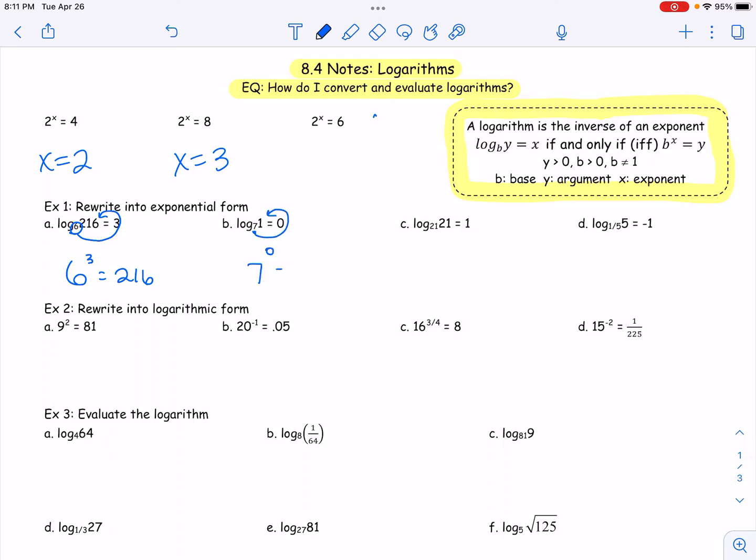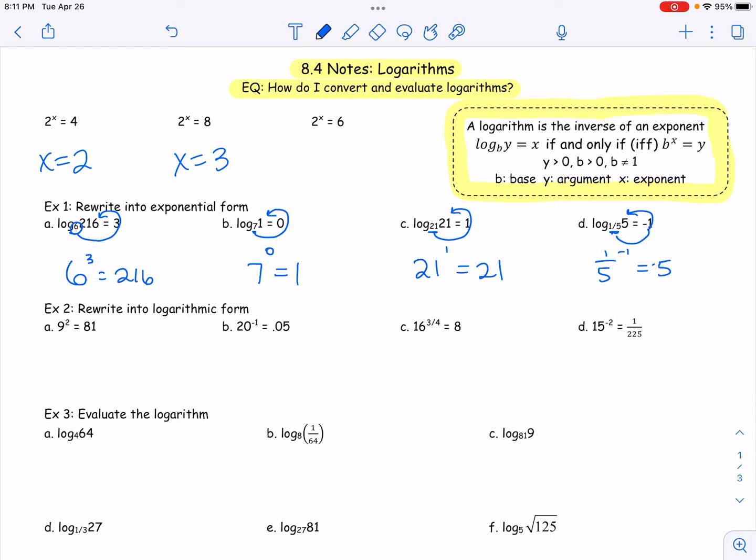So something like b, start with the base, counterclockwise. So 7 raised to the 0 equals 1. Start with the base, counterclockwise. 21 to the 1 equals 21. Start with the base, 1/5 raised to the negative 1 is equal to 5. So if you can't tell already, this is why exponent properties, specifically negative exponents and fractional exponents, are so important when we go to solve and evaluate these log and exponential equations without a calculator.